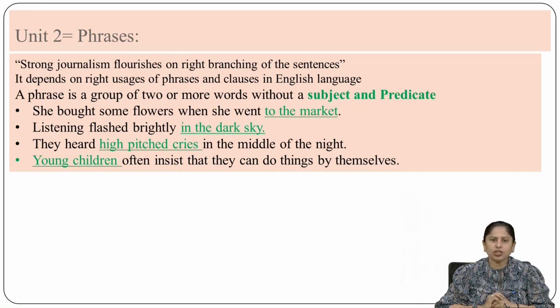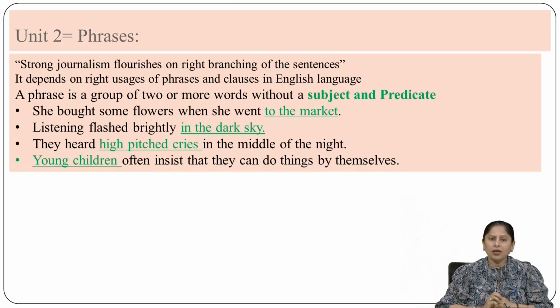Lightning flashed brightly in the dark sky. Look, the sentence says lightning flashed brightly in the dark sky. So here again lightning becomes the main word, flashed brightly is the predicate part and in the dark sky is the phrase part of the sentence.